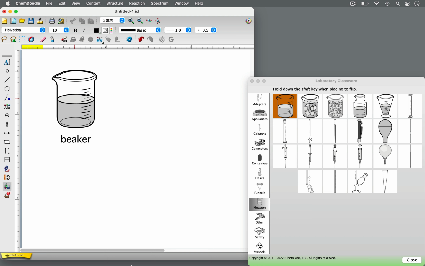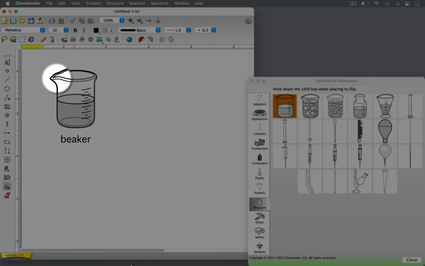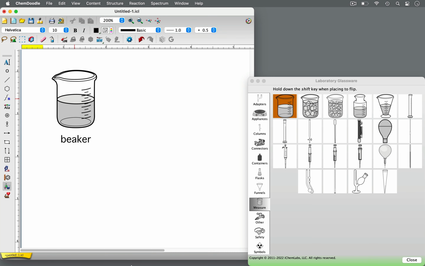A beaker is a cylindrical container used to hold, mix, or heat liquids. It has a spout that's useful when pouring chemicals. It has markings along the wall to show the approximate volume of contained liquid. However, a beaker is not used to make accurate volumetric measurements.